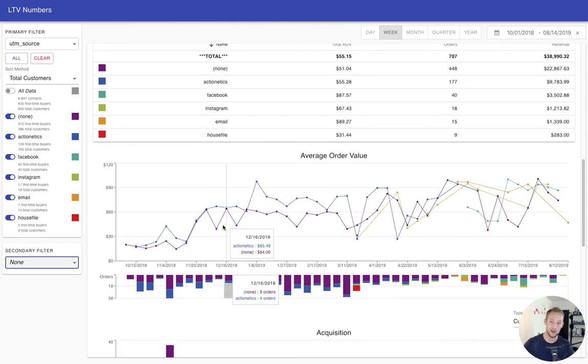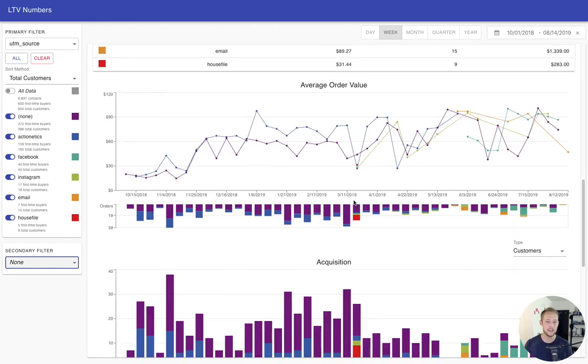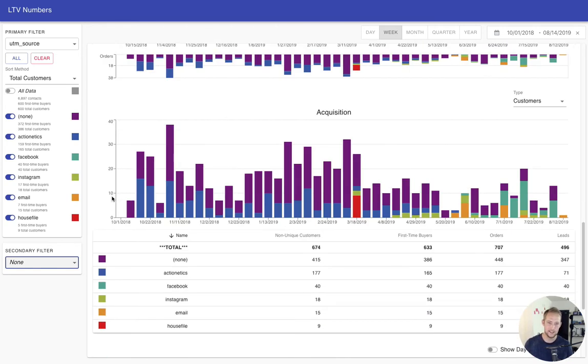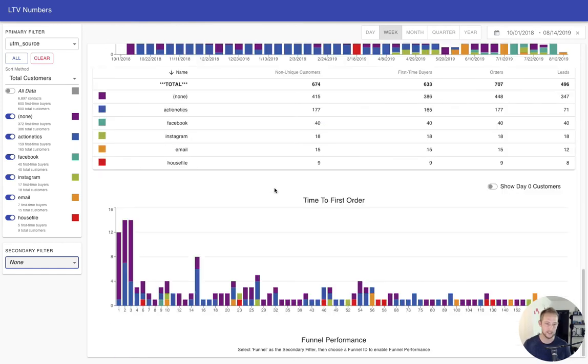The other thing is that we're always running split tests to try and optimize our funnels. As a result, we want to be able to see how the average order value is actually changing. So being able to see average order value broken out by your traffic source over time is hugely valuable. Next is looking at the customers that we're acquiring over the course of, in this case, various weeks, still broken down by traffic source.